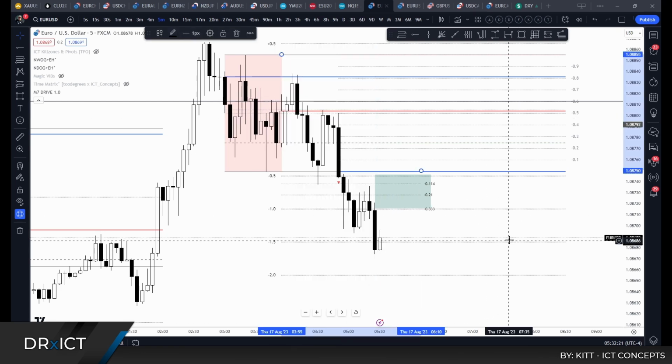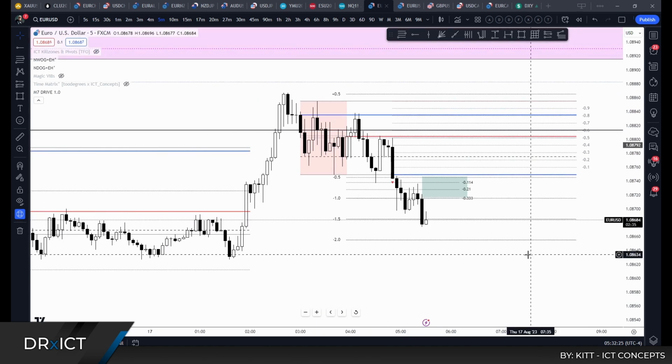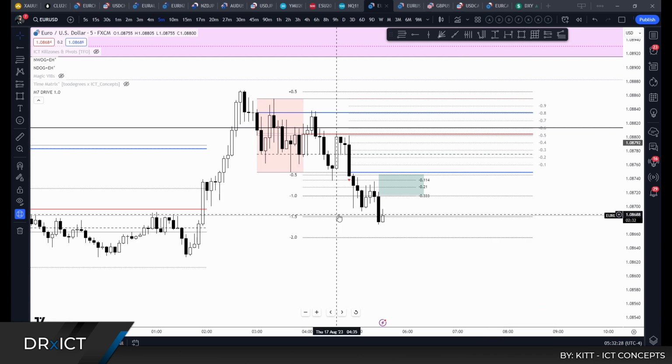We'll stalk some other setups. I wanted to show you this data, though. Y'all understand the drive and the data are very important.